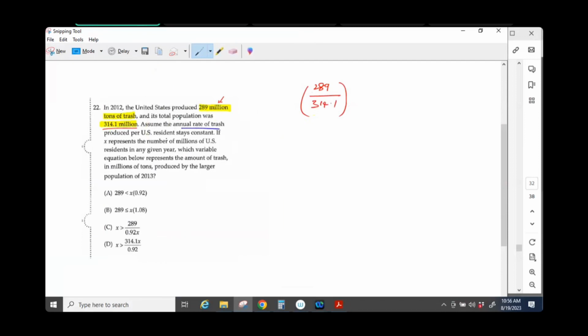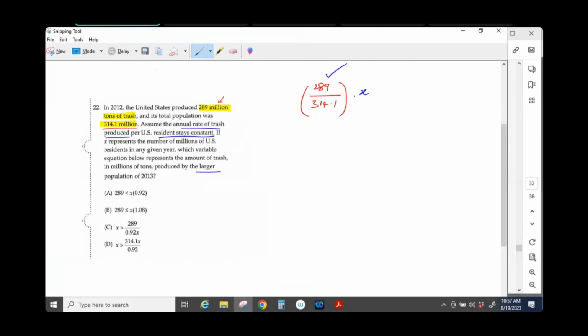Assuming the annual rate of trash produced per US resident stays constant, that means you can consider this. If X represents the number of millions of US residents, don't you need to multiply? Once you know the amount of trash produced per person, with the number of people X, to figure out the amount of trash produced by X number of people, correct? In any given year, which variable equation below represents the amount of trash produced, in millions of tons, by the larger population? What do you mean?